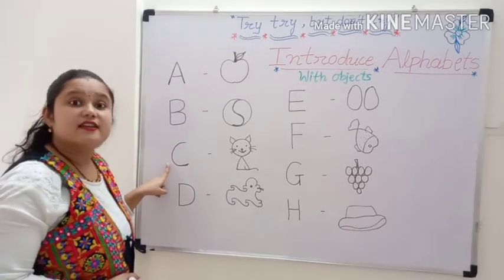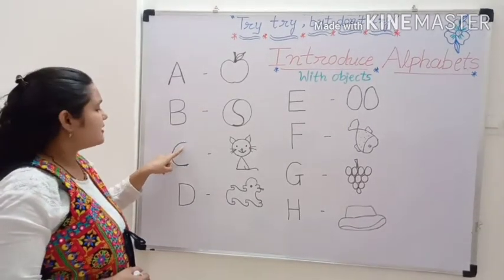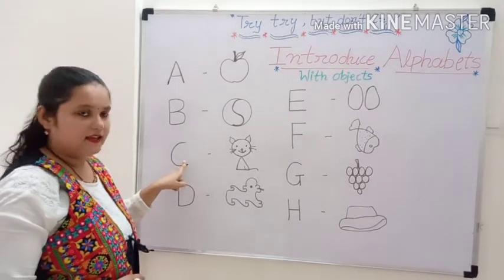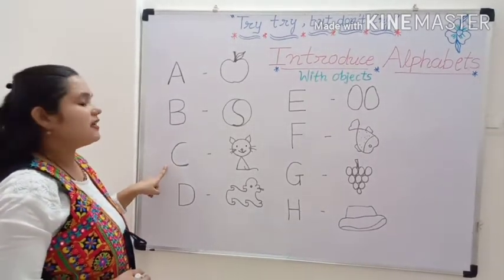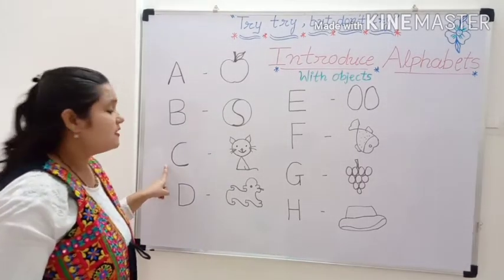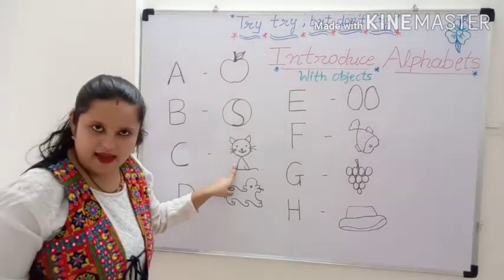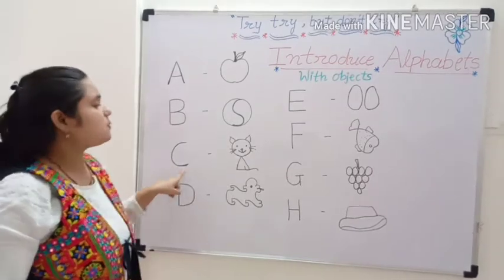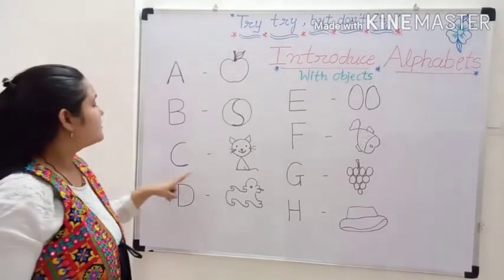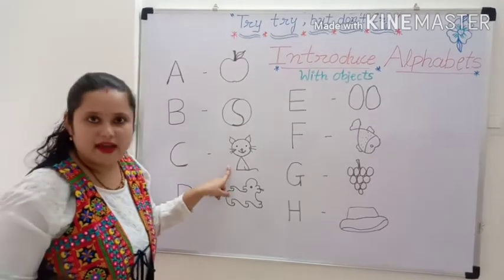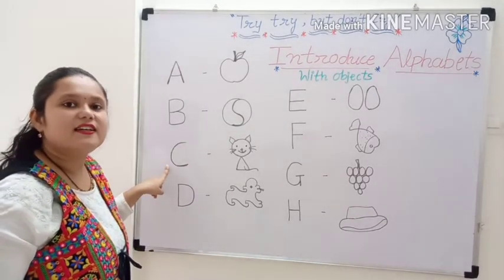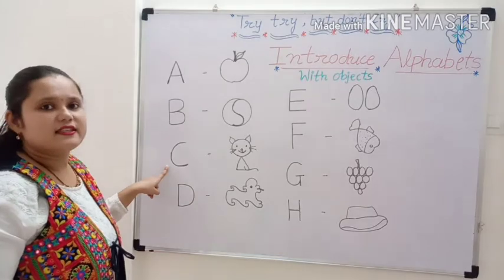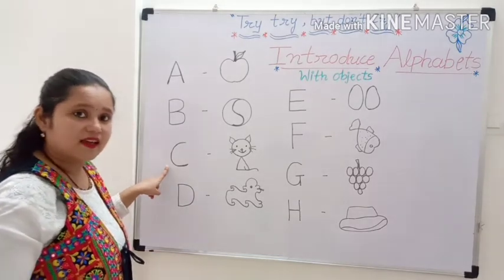This is letter C. Which letter is this? C. C is for cat. Which letter is this? This is letter C.